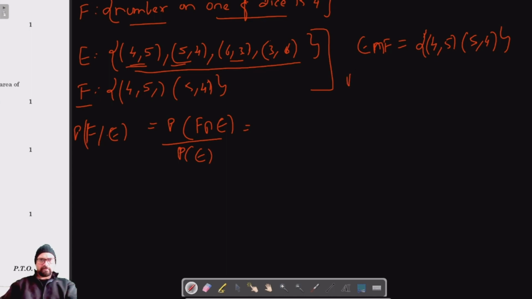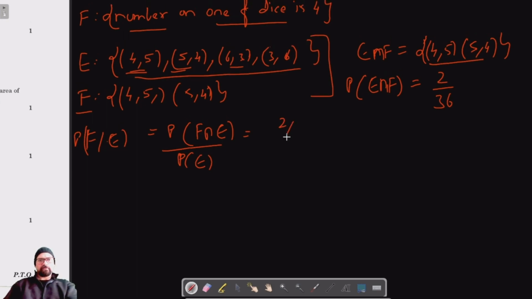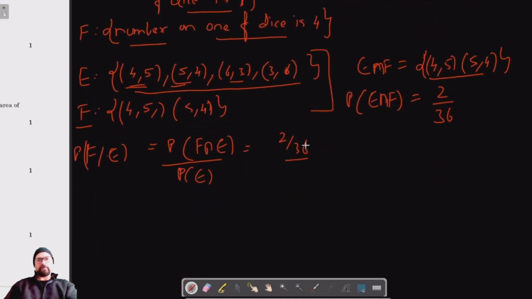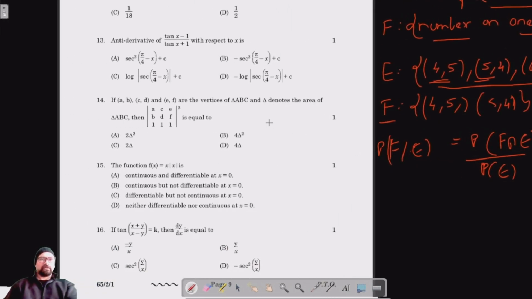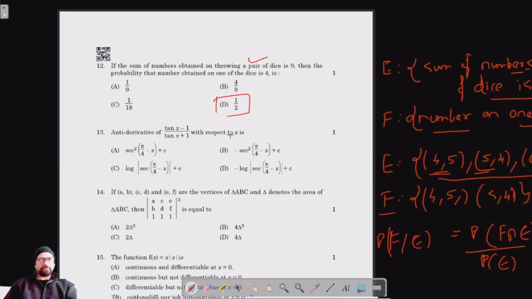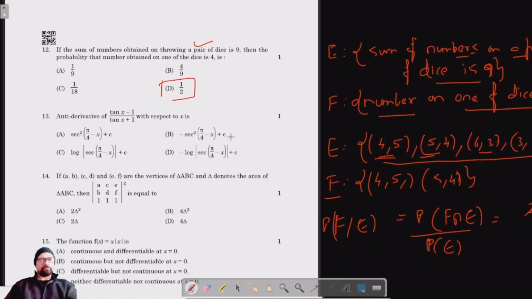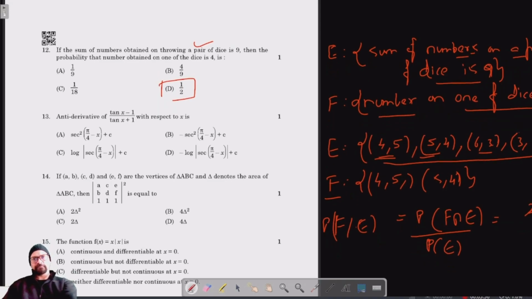So probability of E intersection F. We have 2 elements, so this is 2 out of 36. So this is 2 by 36 divided by 1 by 9, which gives 9 fours are 36, and it's 1 by 2, which is equal to half. So D is the correct option, and let's move on to question number 13.